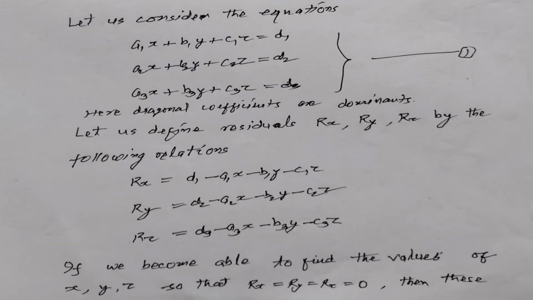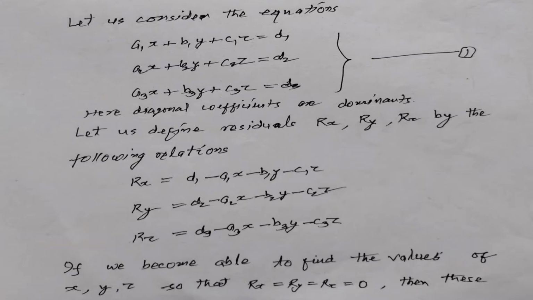Let us define residuals Rx, Ry, Rz by the following relations. Rx equal to d1 minus a1x minus b1y minus c1z. Ry equal to d2 minus a2x minus b2y minus c2z. Rz equal to d3 minus a3x minus b3y minus c3z.